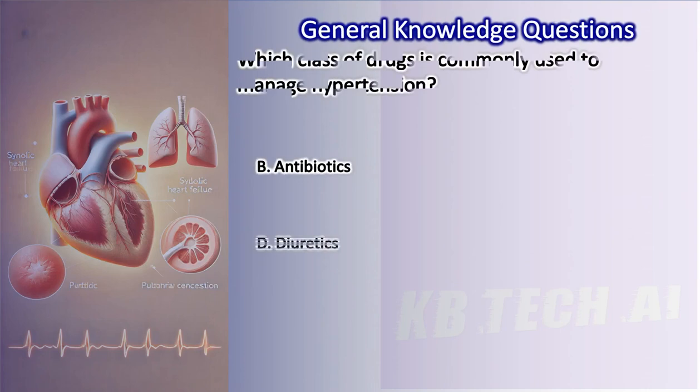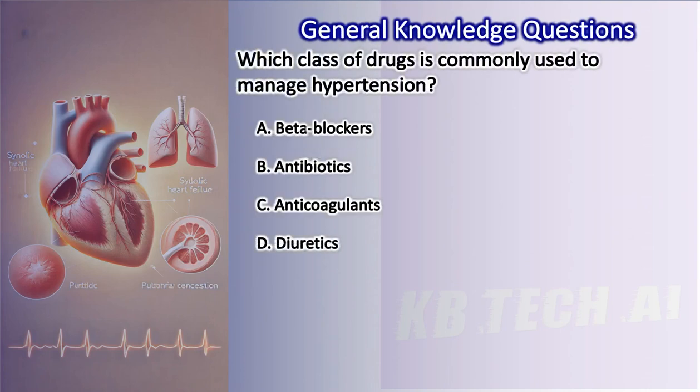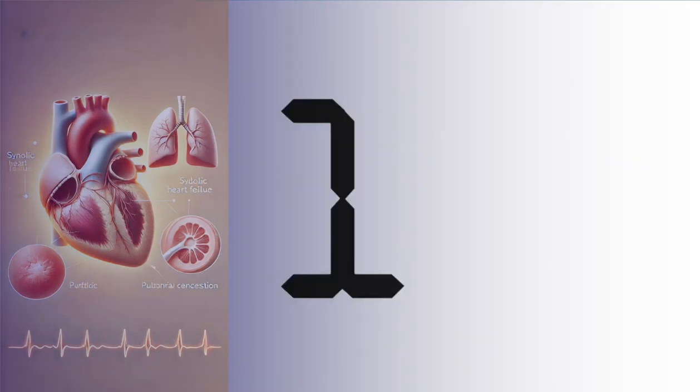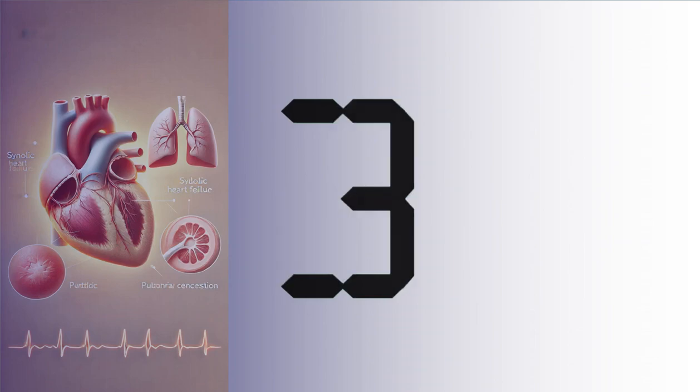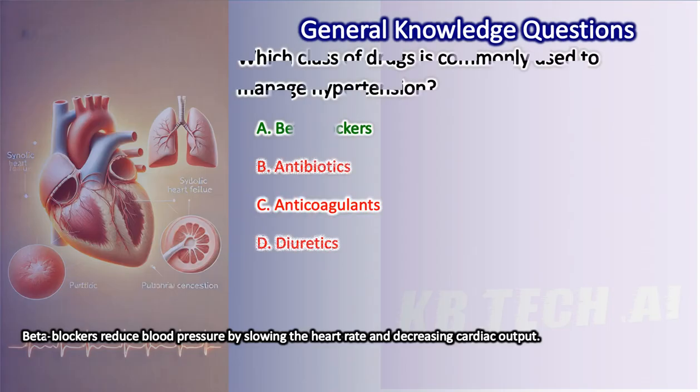Which class of drugs is commonly used to manage hypertension? Option 1, beta blockers. Option 2, antibiotics. Option 3, anticoagulants. Option 4, diuretics. The answer is option 1, beta blockers.